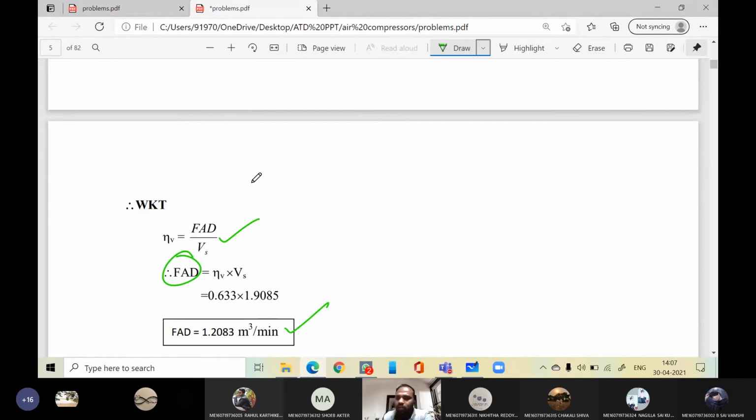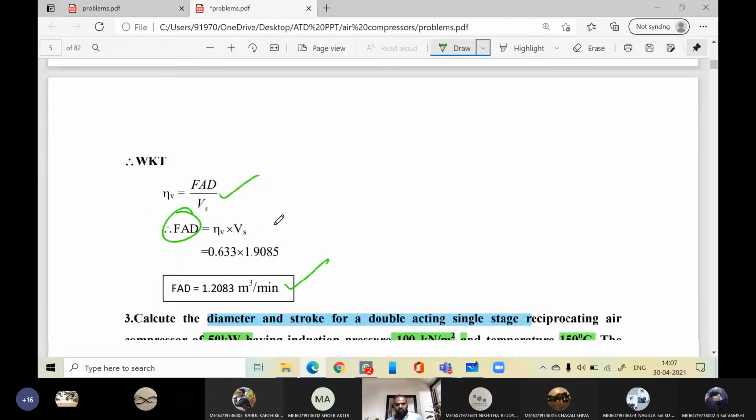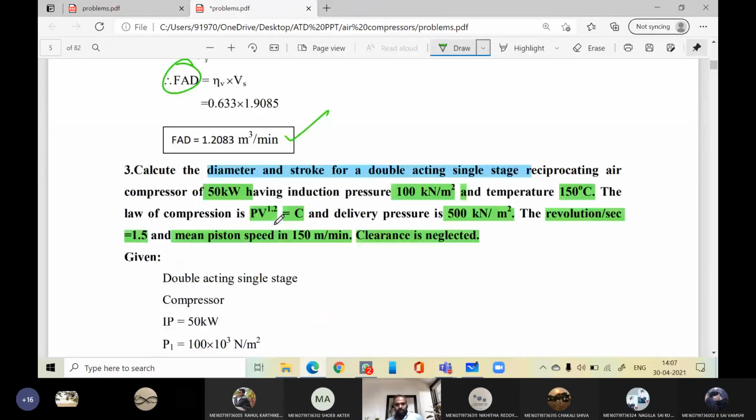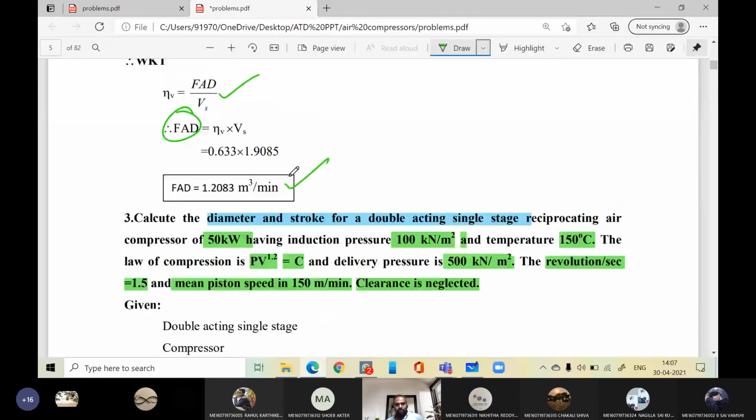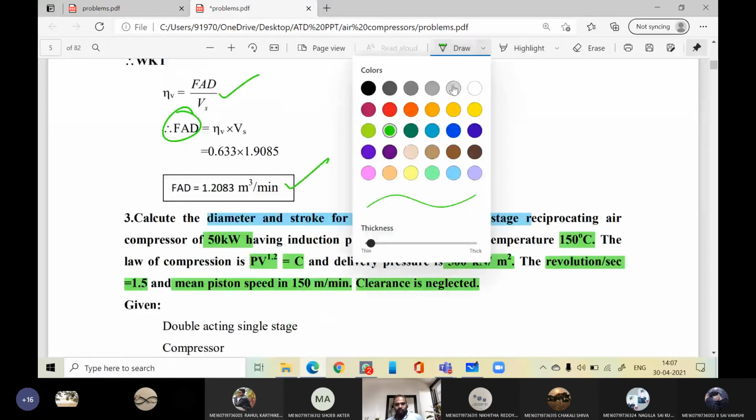Dear students, very, very important: application of the formula is important. You know the formula, but you should know when to use that formula. That is important. Any other doubt, please tell me. If not, I will go to the next problem. No, sir. Right, now next, third problem.